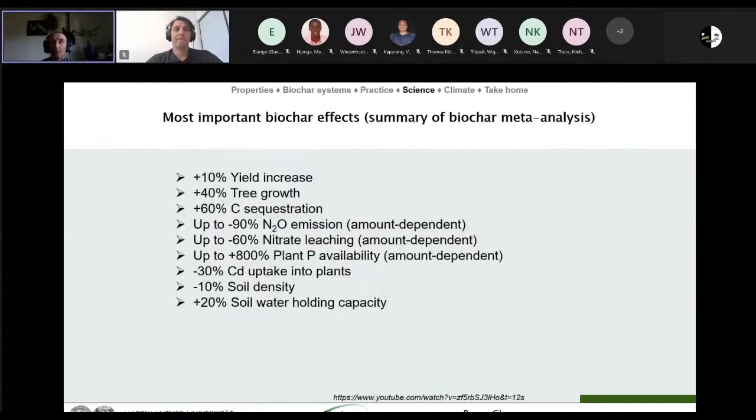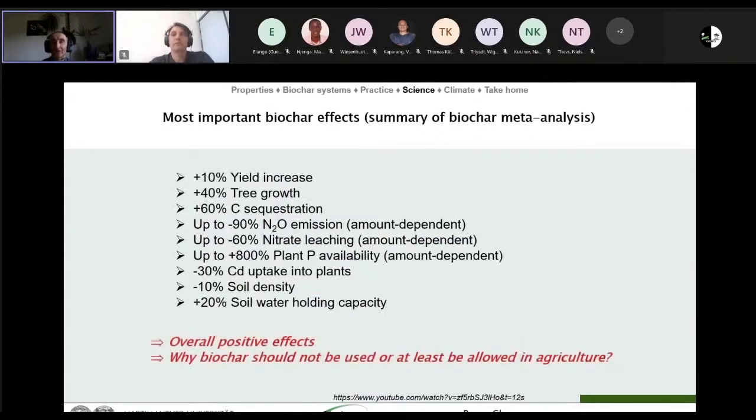Next slide, please. What I want to do now for the rest of my time is summarize the proper biochar results from scientific literature. You should know that there are in the meantime 10,000 publications, with individual studies, 500 reviews and 50 meta-analyses, showing clear overall positive effects: about 10% yield increase, with trees even more, and carbon sequestration. We have less nitrous oxide emissions, less nitrate emissions, and an increase in plant P availability. We have a reduction in heavy metal uptake, soil density, and an increase in soil water holding capacity, as already shown. So there are many benefits.